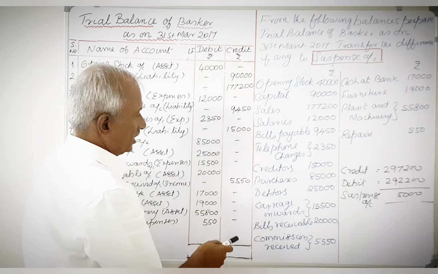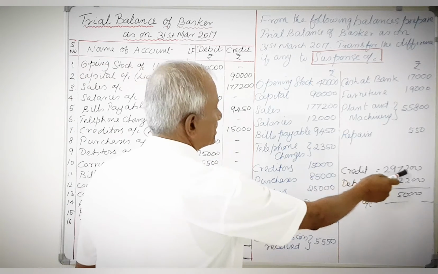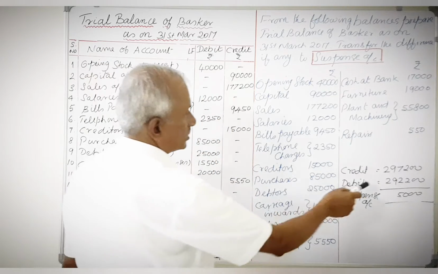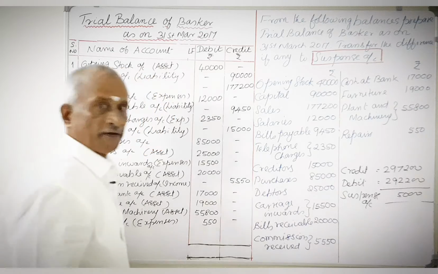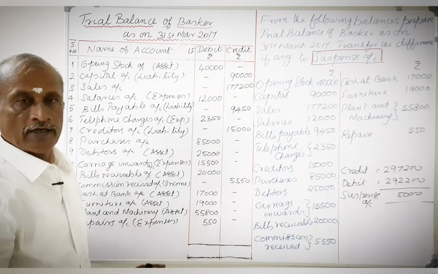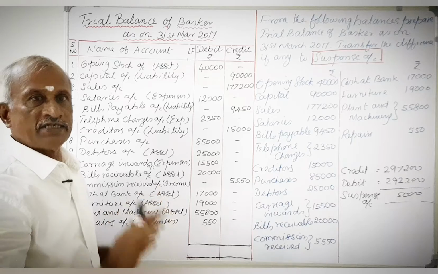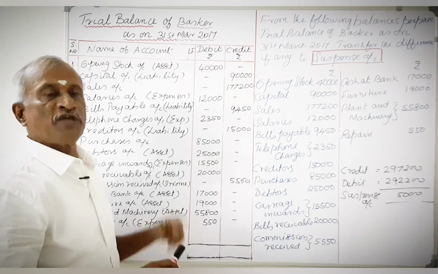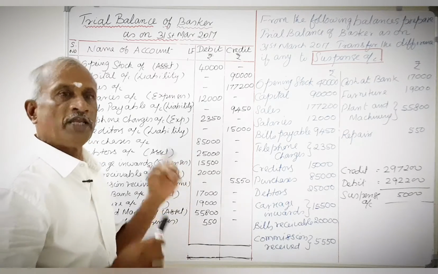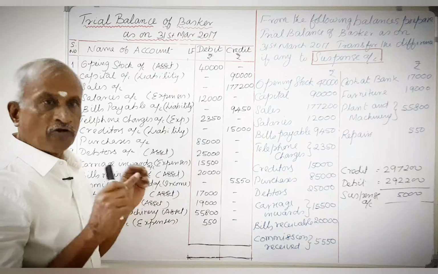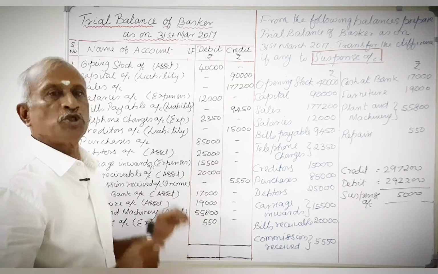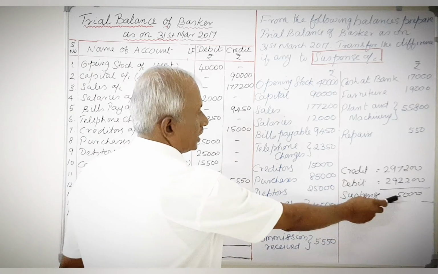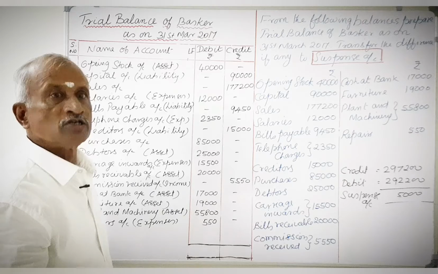The total of the credit side of the trial balance is 2,97,200, whereas the total of the debit side is 2,92,200. It shows very clearly trial balance doesn't agree. It means a mistake has been committed somewhere in the books of accounts. So we have to find out the errors and it should be corrected. So till such time, the difference should be placed in an account called suspense account.